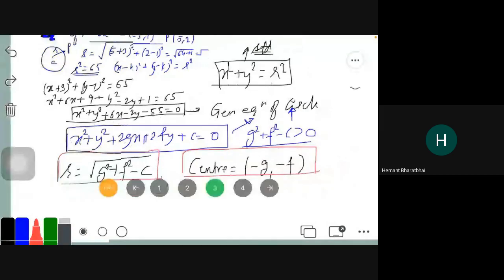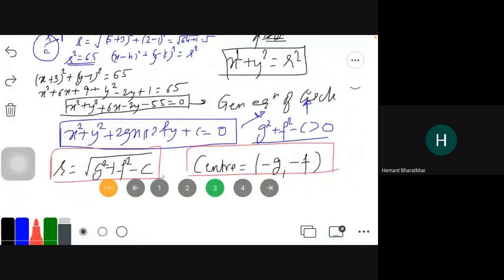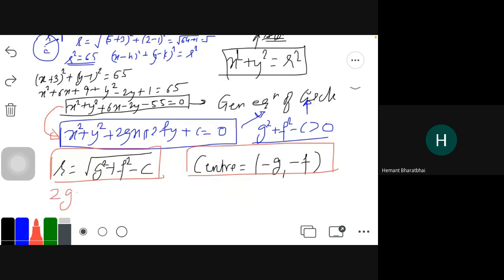Okay, so let's do this reverse so you will understand. We have solved one numerical right now and we got the equation of the circle. If I compare this with the general equation, I'll get 2g is equal to 6, I'll get 2f is equal to minus 2, I'll get c is equal to minus 55.